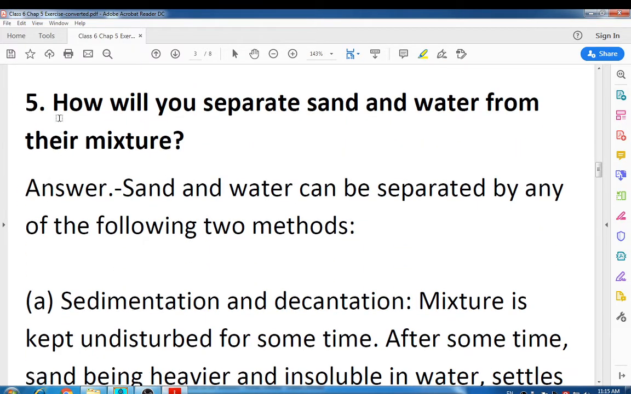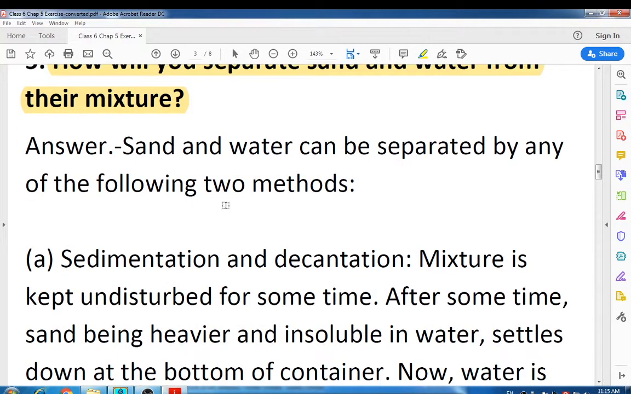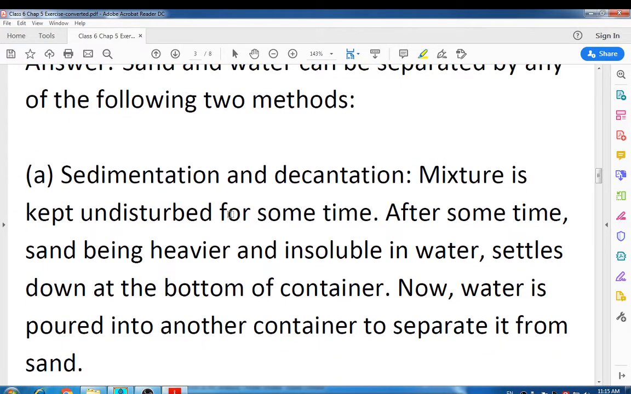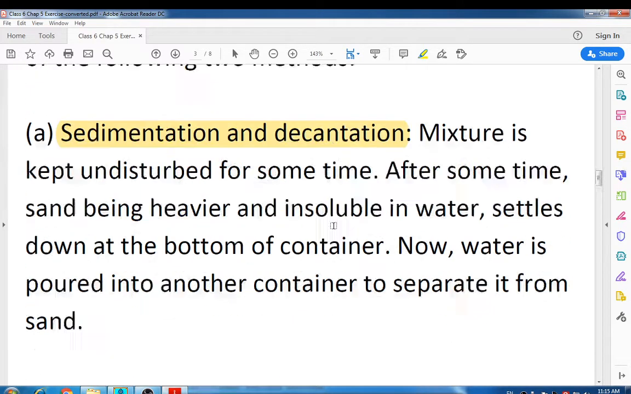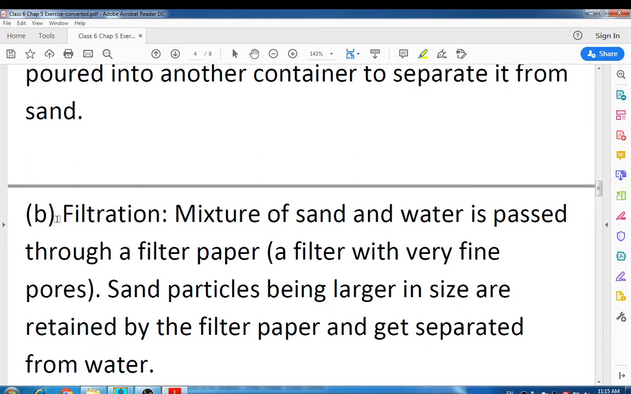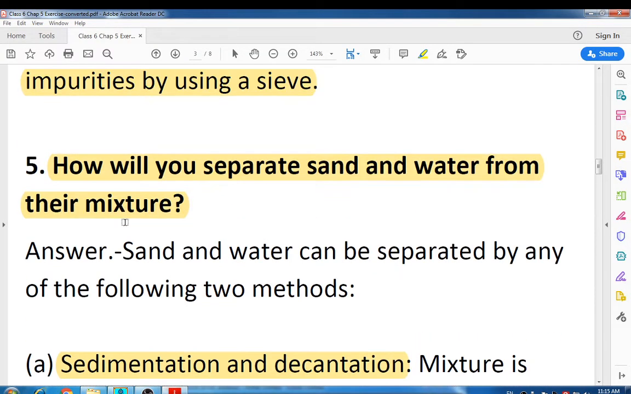Then question number 5, how will you separate sand and water from the mixture? So I have written two answers, okay, means two methods. Among that you can write any, or if possible write both. First I have written about sedimentation and decantation, and the second one I have written about filtration. Means both the processes we can use to separate out sand and water.